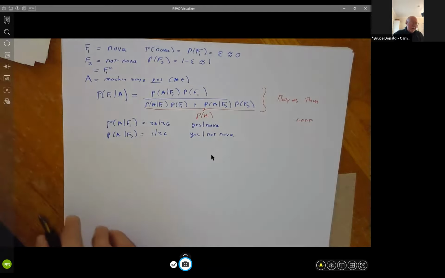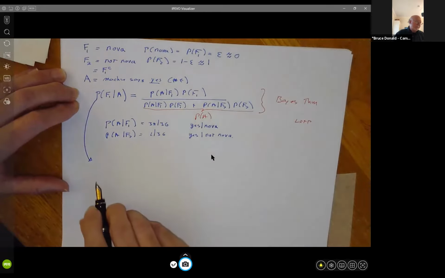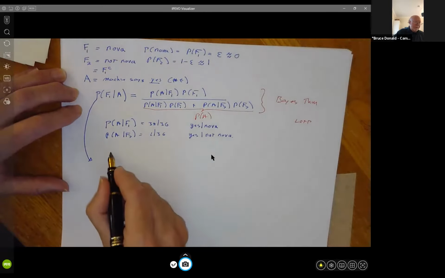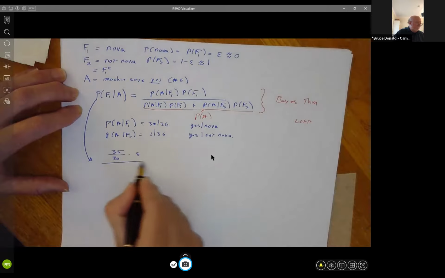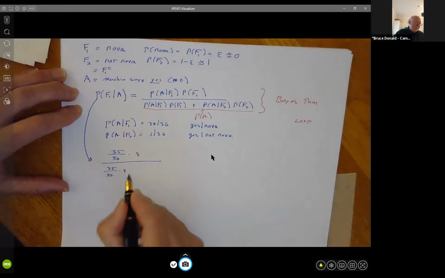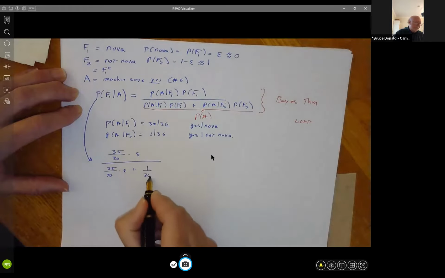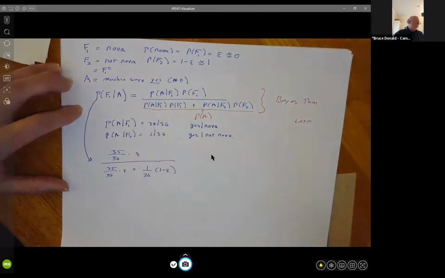expand this. I'm going to take this equation here, and I'm just going to substitute in these probabilities and calculate. So this probability is equal to 35 over 36 times epsilon, over 35 over 36 times epsilon plus 1 over 36 times 1 minus epsilon. Well, what the heck is epsilon? I don't know, but it's pretty small.